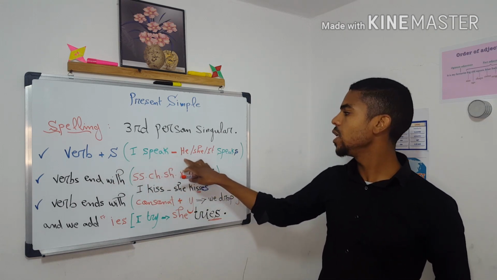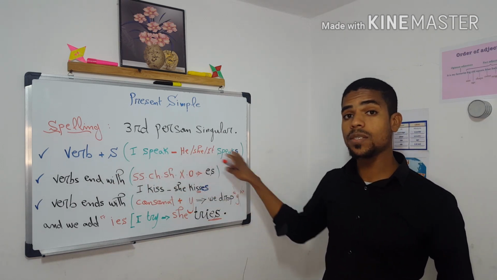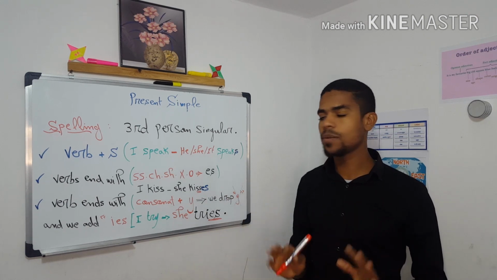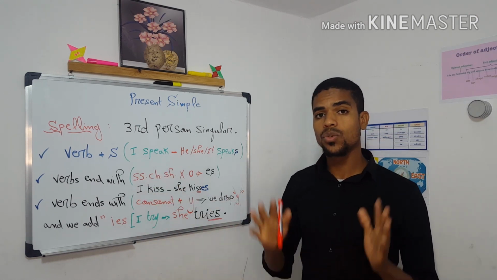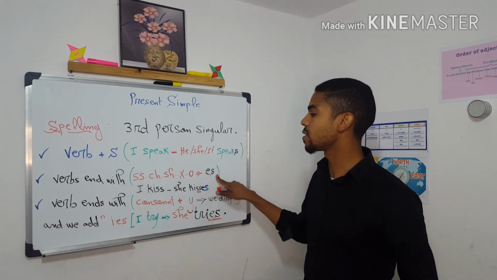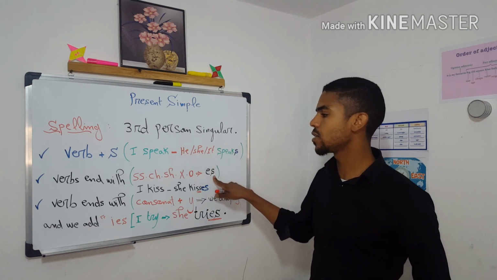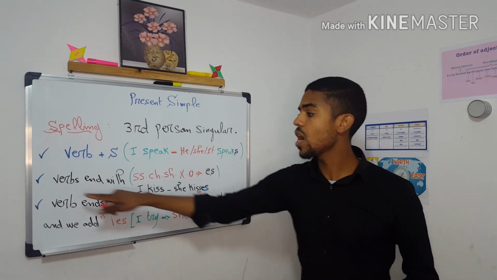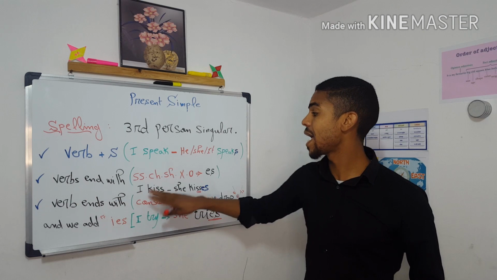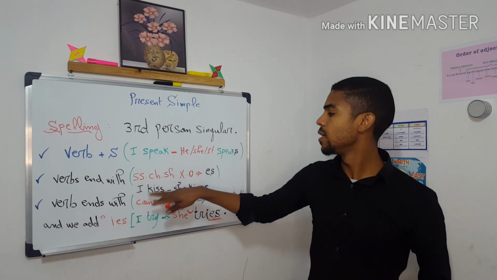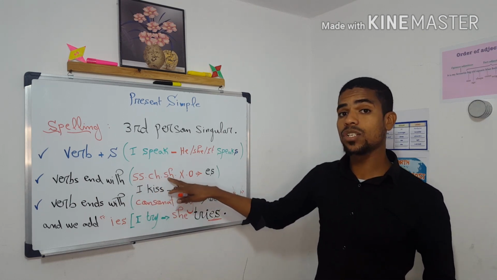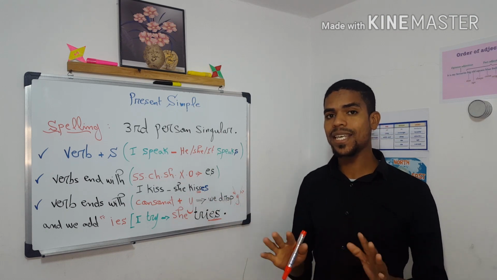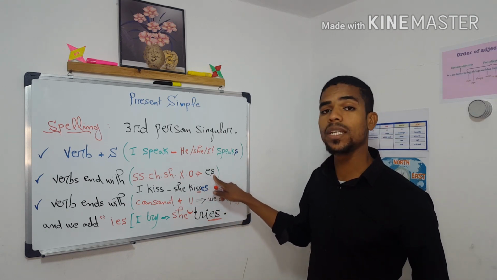I speak, he speaks, she speaks, it speaks. Very simple. But sometimes you may need to add es, not s. When do we add es? If you have a verb that ends with double s, ch, sh, x or o, in this case you will need to add es.